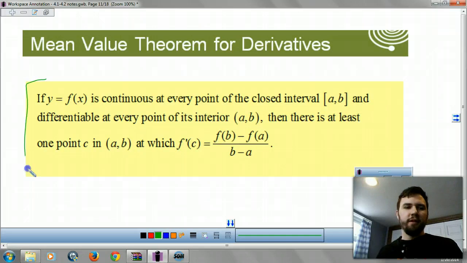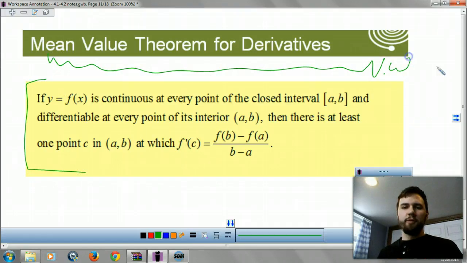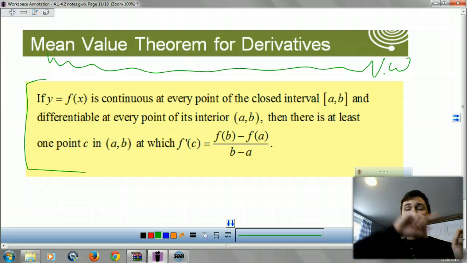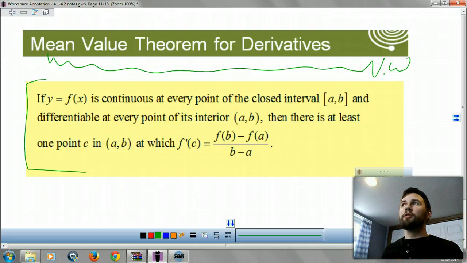Here it is. The mean value theorem. This says you have a continuous function on a closed interval from a to b, and it's differentiable at every point from a to b. If you find the average rate of change, the slope from point A to point B, at some point along that line you have that exact slope. That means your derivative at some point equals the average rate of change.